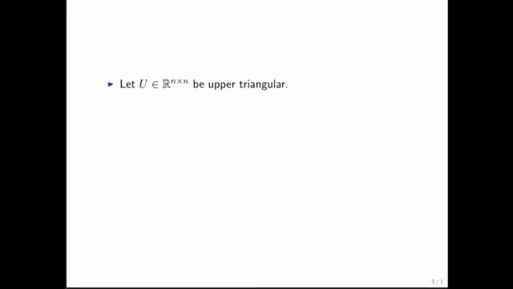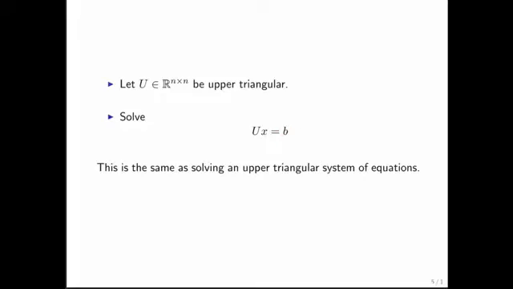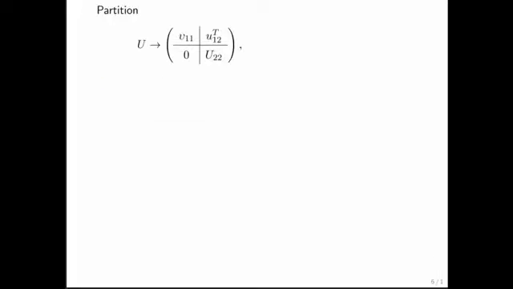So here we have U, and it's an upper triangular matrix. We're interested in solving Ux = b. Now, in the bigger scheme of things, this actually is what comes out of solving Ly = b, so you could think of it that way. But what we call that vector in isolation doesn't really matter. This is the same as solving an upper triangular system of equations. So we do exactly what we did before. We slice and dice. We're good at slicing and dice. We love to slice and dice.